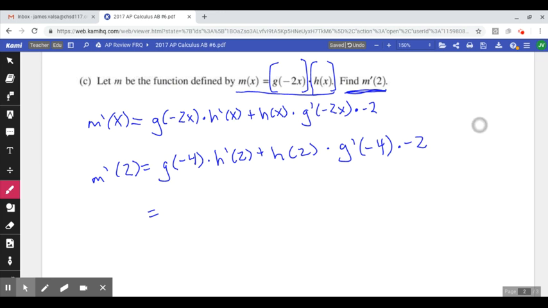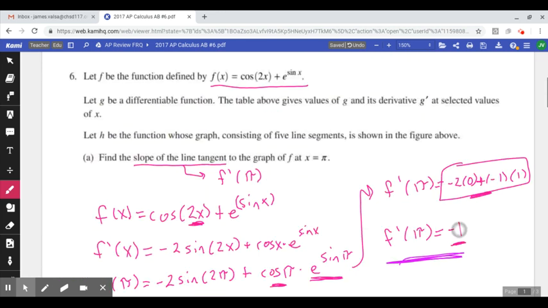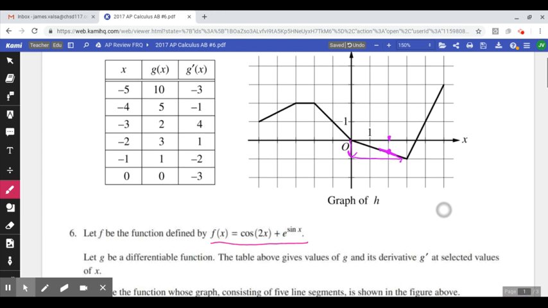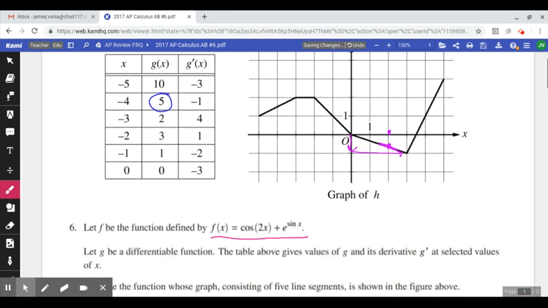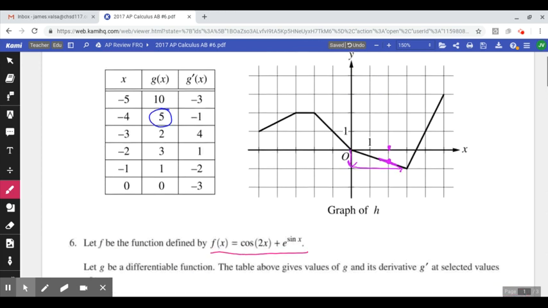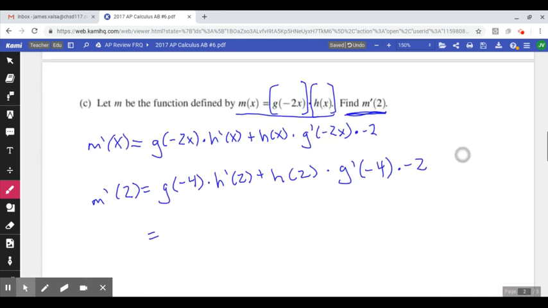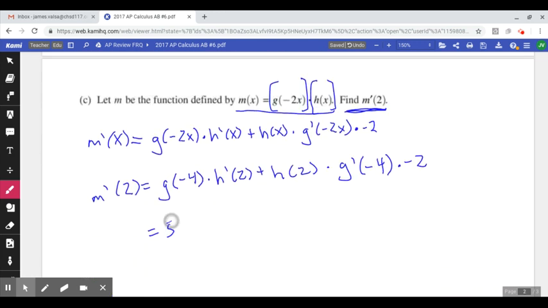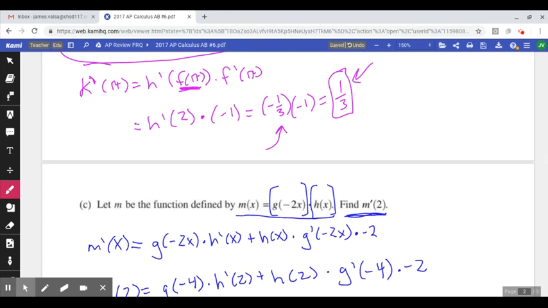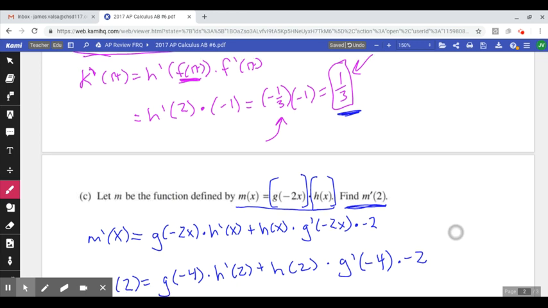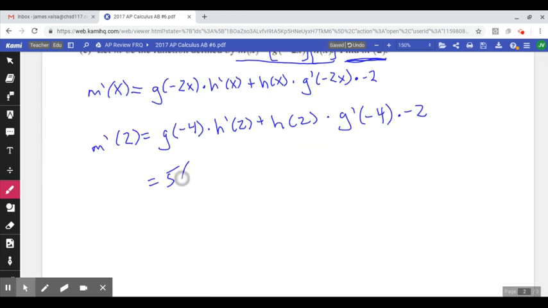So let's figure out what g at -4 is. So we'll scroll back up to the table here. And we've got g at -4 happens to be 5. We're actually going to need probably g prime, but we'll deal with that next. So we've got g of -4 is 5. And then we want h prime at 2. Now, if we think about it, we just figured that out. That's 1/3 right here from the previous one. Once again, you can use that information that you've already found.